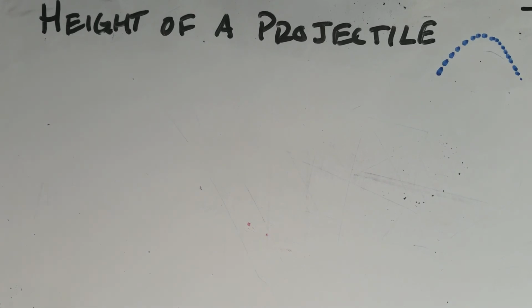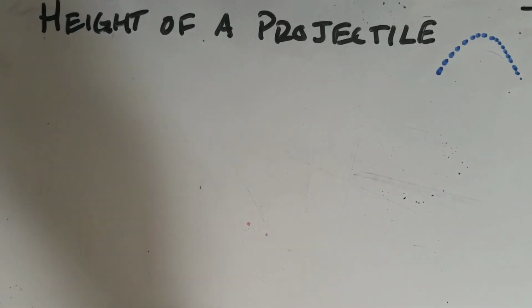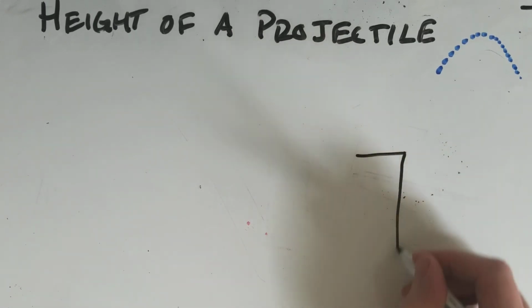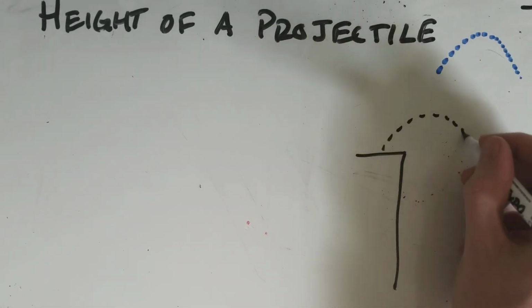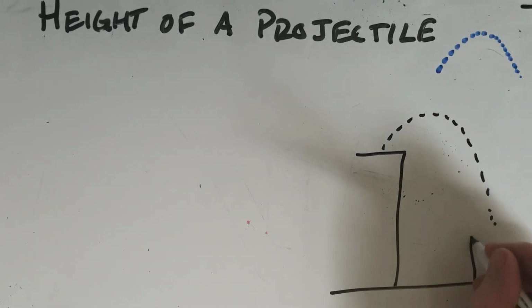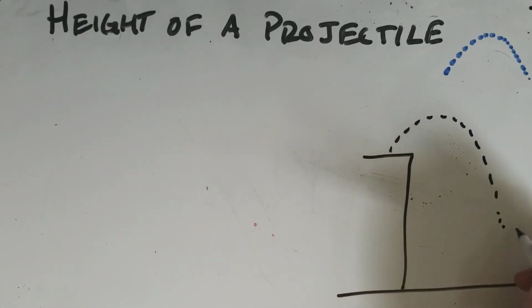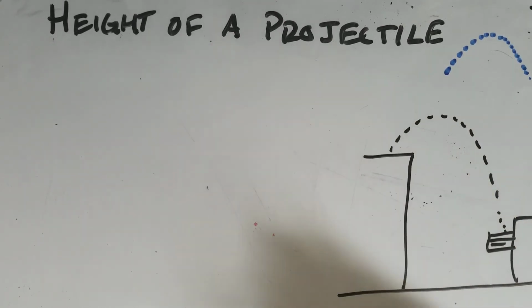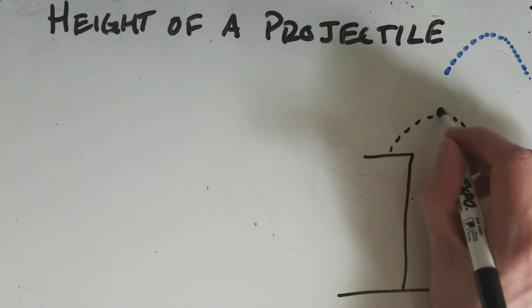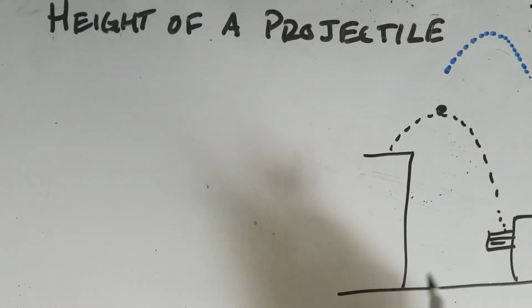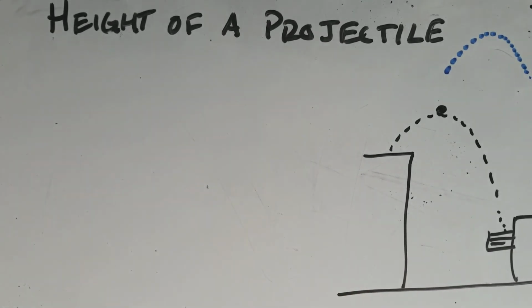Part B says, what is the maximum height of the ball? So, Juliana's standing up here. She throws a ball, and it lands on a balcony. Here's your ground. A balcony that's like over here. Here's your balcony. And we want to know what the maximum height of the ball is. Like I said earlier, projectiles take the motion of a parabola. That's the path they're going to take.